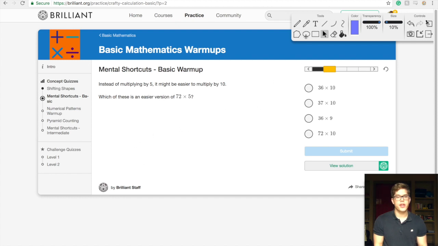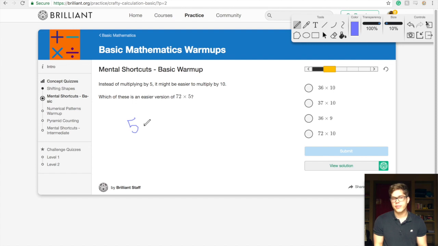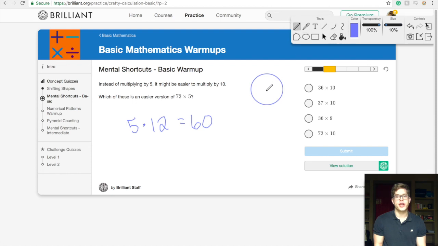What if we just had 5 times 12? I would hope most of you know that this is 60. You could think of a clock, and that clock's hands go every 5 minutes, and that if it's pointing at the 12, then that's been a whole hour, and this is 60 minutes. That's another way to think about it.